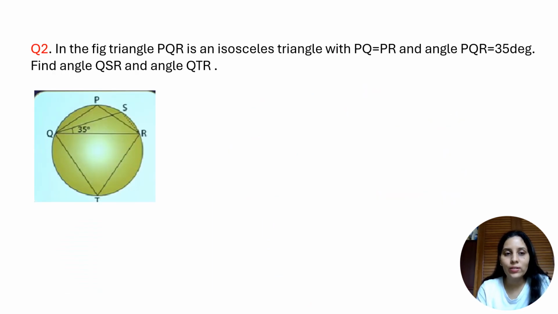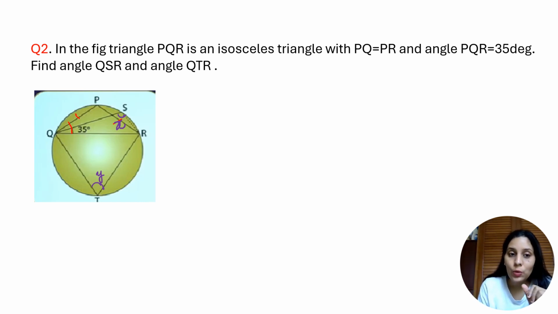Now moving on, in the figure triangle PQR is an isosceles triangle, so PQ will be equal to PR. Angle PQR is 35. We need to find angle QSR, so let me take this as X, and angle QTR, let me take this as Y. It's very important you write what is given to you, and also mention it in the figure, so that it becomes easier to just look at the figure and answer.